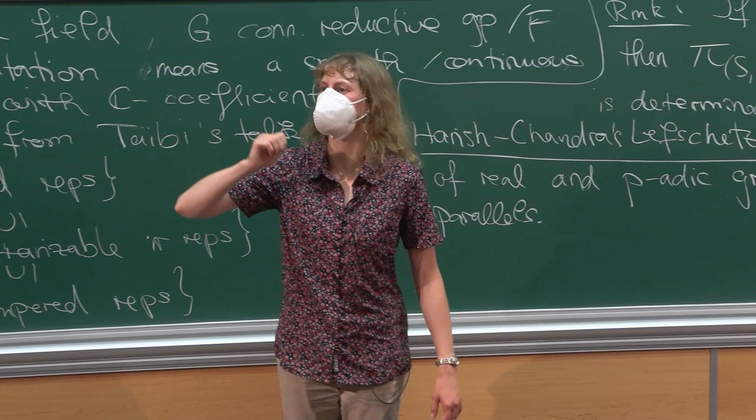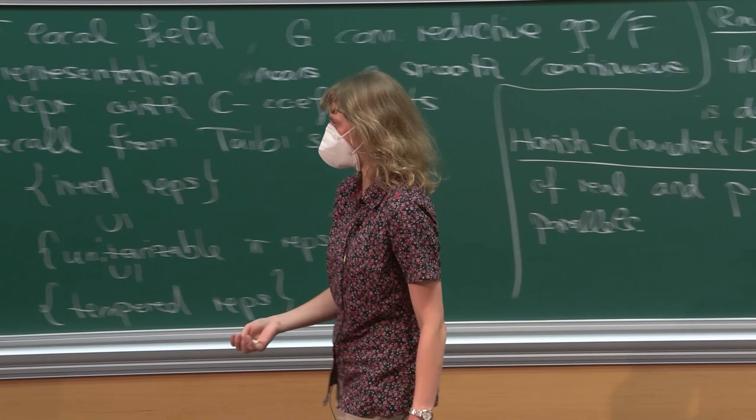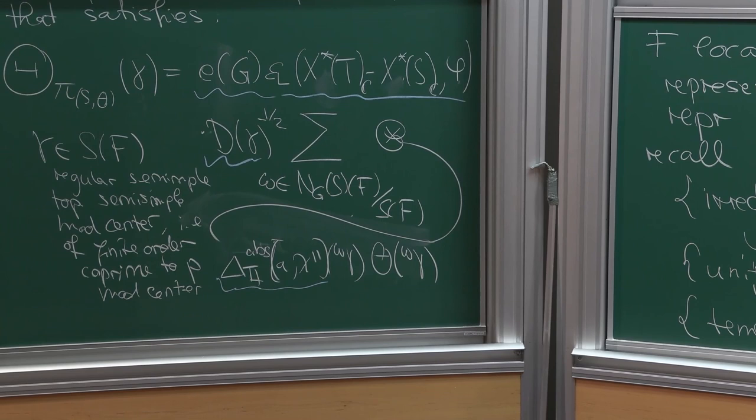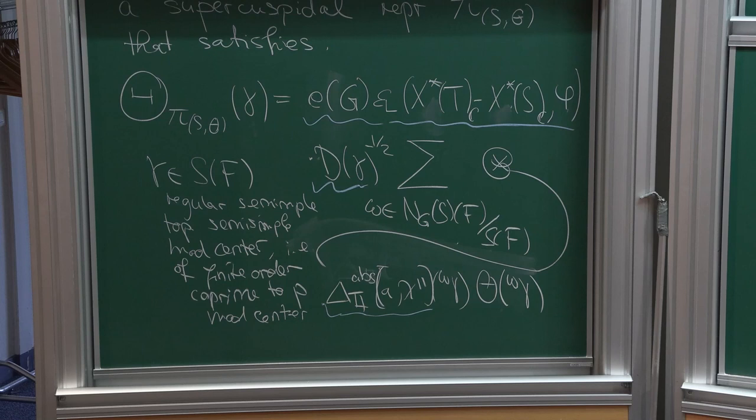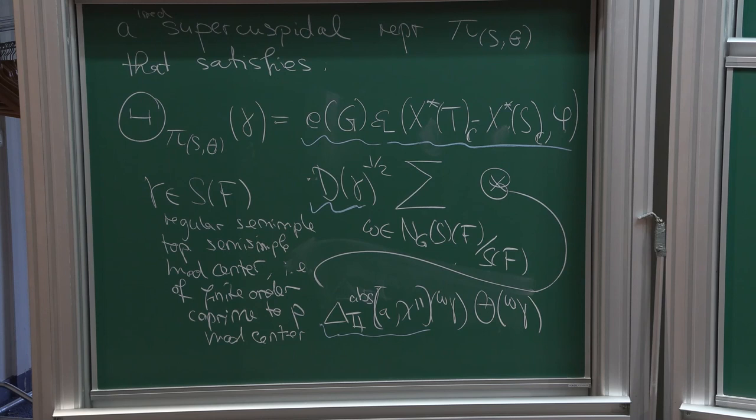For GL2 or GLN, what is the Galois side of this? What are the L parameters? So the question was, what are the L parameters, for example, for GLN? For GLN, these representations are all the supercuspidal representations, and the L parameters are precisely the supercuspidal L parameters, the discrete parameters that are trivial on the SL2 part.